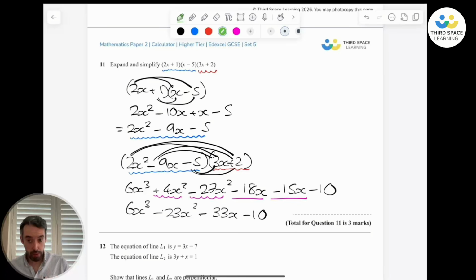So we're going to get 1 mark for correctly expanding any pair of brackets. So we did that over here. We're going to get a 2nd mark for an attempt to expand the 3rd bracket. So that was us here. And then the accuracy mark at the end is for that one. Just take your time with those questions.